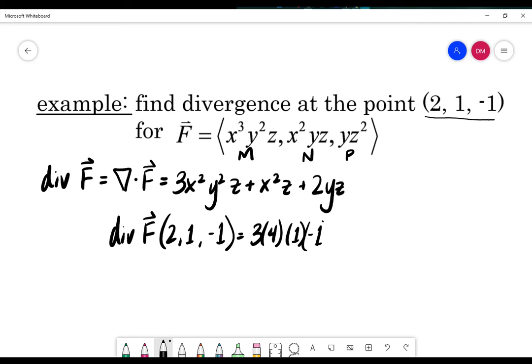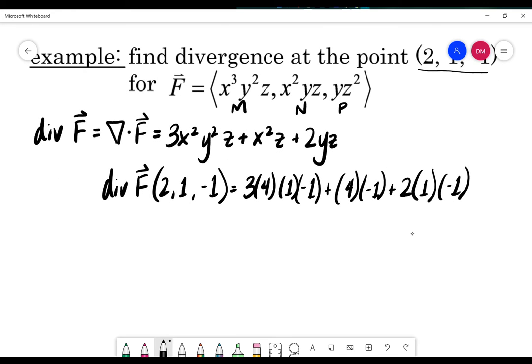So I would get my first term like that, my second term, and my third. So like I said, this doesn't look like a traditional dot product, but dot product is at the heart of it because we are taking our vector field F and combining that idea of our gradient by taking the partials. Okay, that's the whole idea behind this thing. So it looks like I'm going to get -12 -4 -2, which is giving me -18.